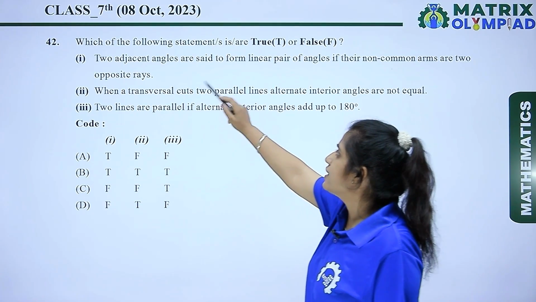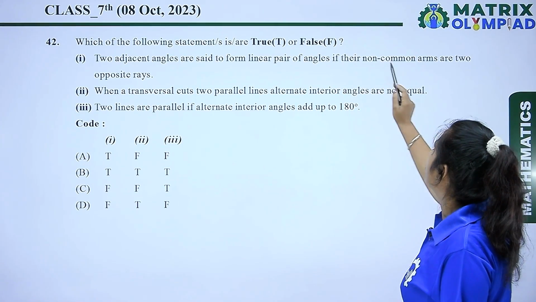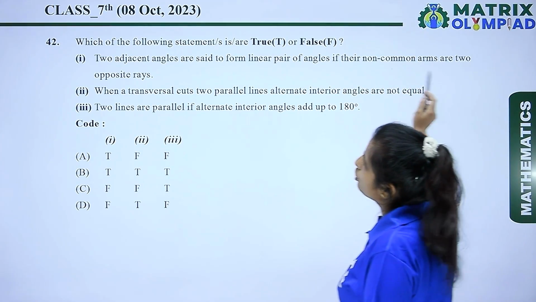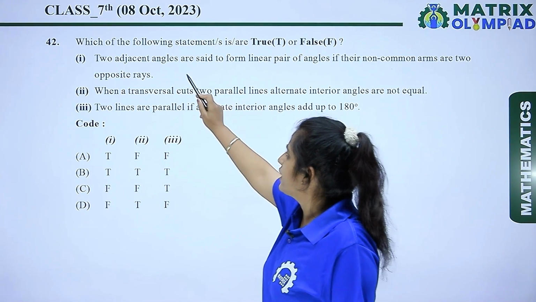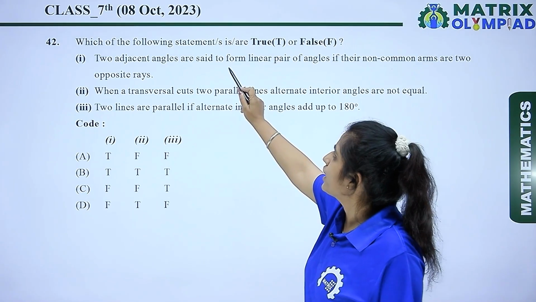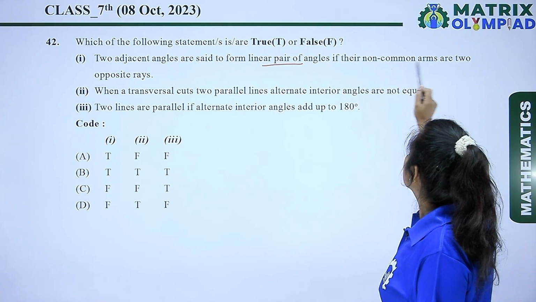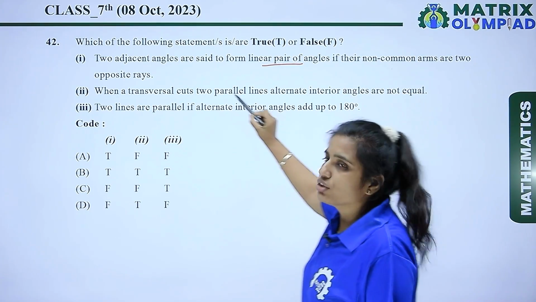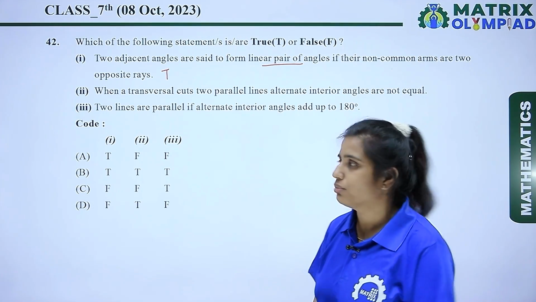2 adjacent angles are said to form linear pair of angles if their common arms are two opposite rays. अगर आपके पास दो adjacent angles हैं तो क्या करेंगे, उनको कह सकते हैं हम to form linear pair of angles अगर उनकी non common arms opposite rays हैं. Yes, this statement is true. Adjacent angle बोल सकते हैं हम उसको.